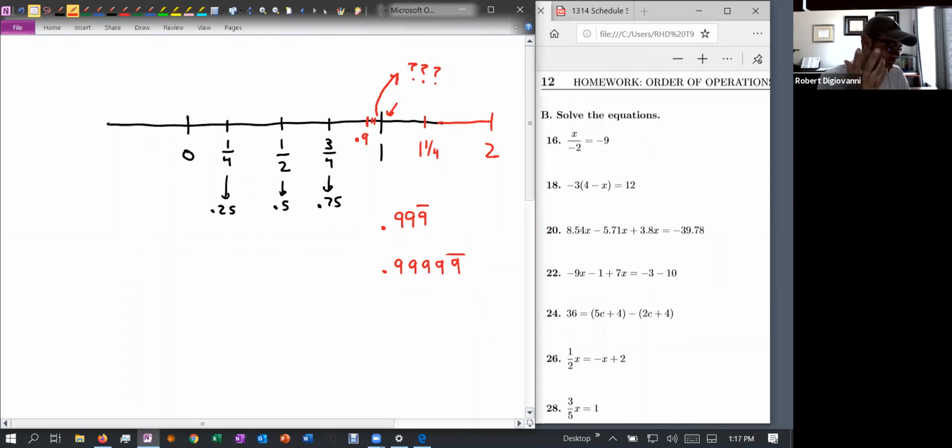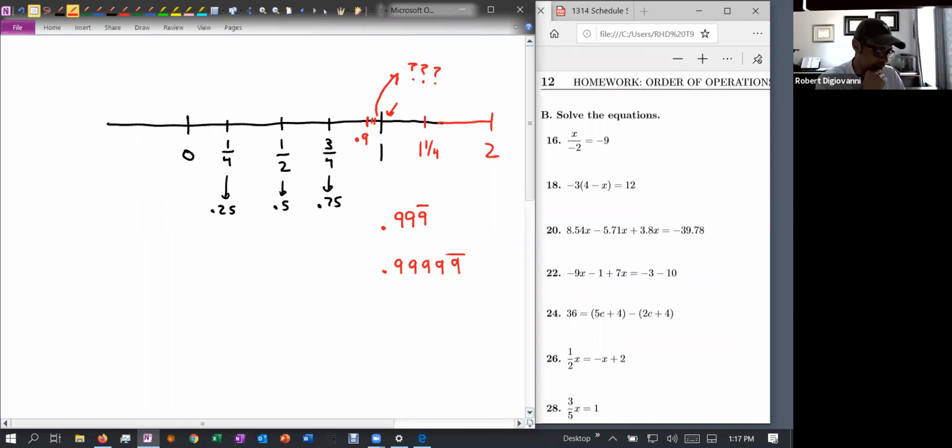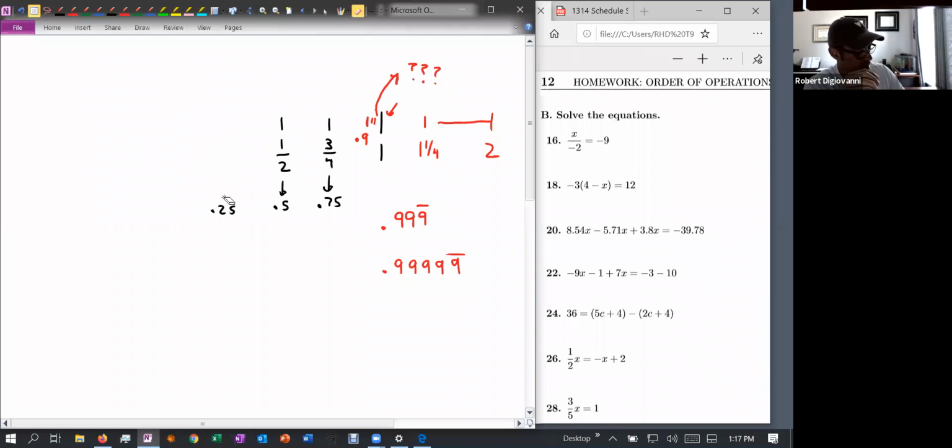Do y'all think that makes sense? Yeah. Okay. That's the most common answer, and it makes a lot of sense that 0.9999 forever would be the number right next to 1, but it actually is not. So I'm going to show you what 0.9999 forever actually is. Let's see if you can follow this.